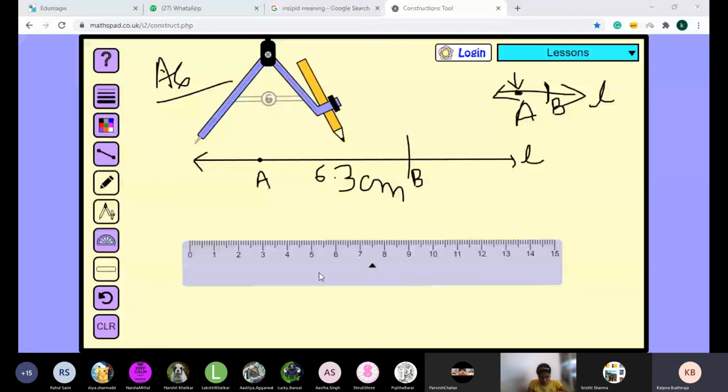Any doubt in this? No, ma'am. Have you drawn this diagram? Yes, ma'am, we have drawn. Okay, beta.